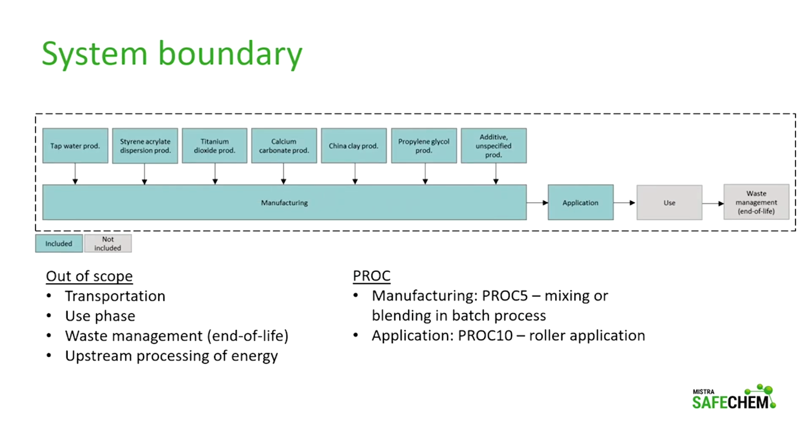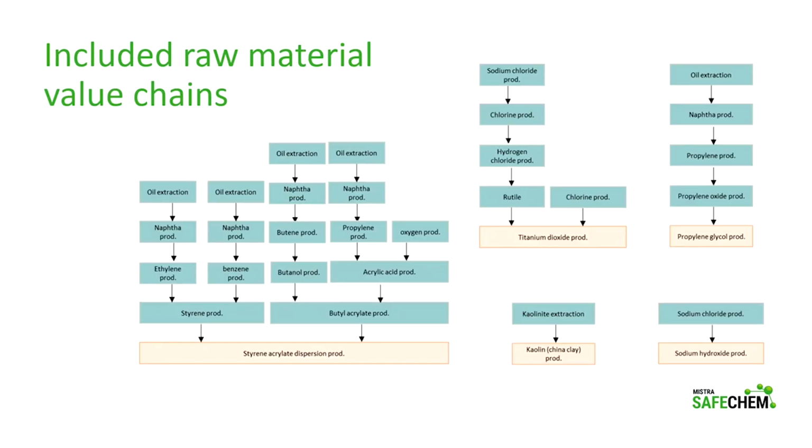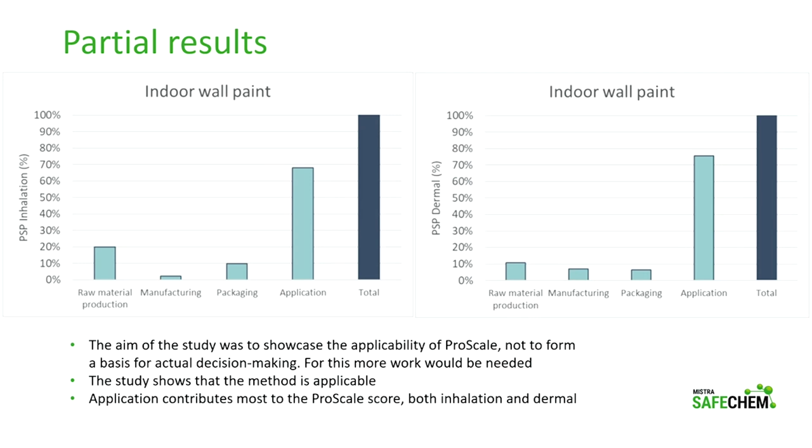Here you can see all the upper boxes that are essentially the raw materials, and these are the expanded value chains for these materials. So it's still quite a lot of processes that we had to dig into to get this result in place. And the results per se are essentially there to try if the method works or not. So it could not necessarily be used to define if the indoor wall paint is good or bad.